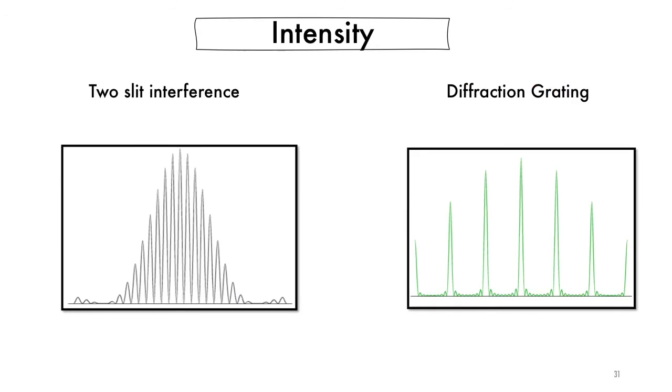Let's compare the intensity in two-slit interference and diffraction grating. If we investigate and compare the pattern formed on the screen, we see that in a diffraction grating, the bright fringes are sharper and the dark fringes are broader. Whereas in two-slit interference, the bright fringes are a little broader and the dark fringes are very narrow.